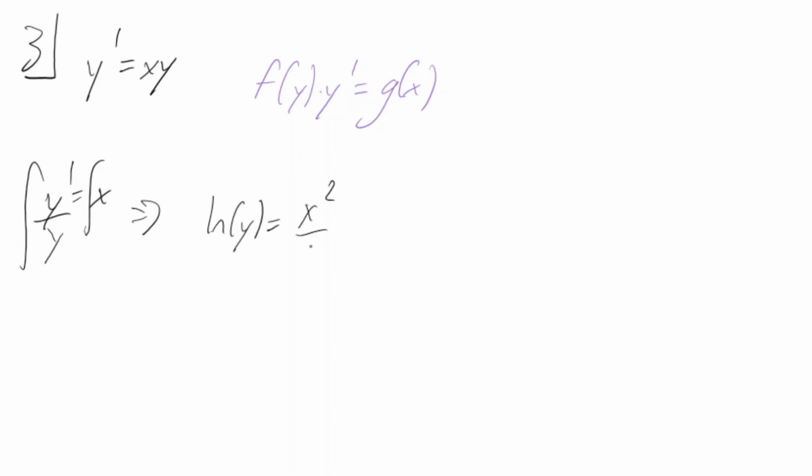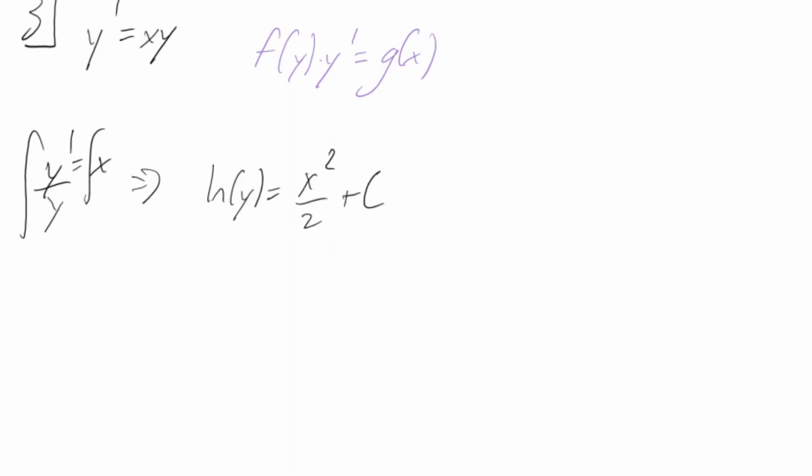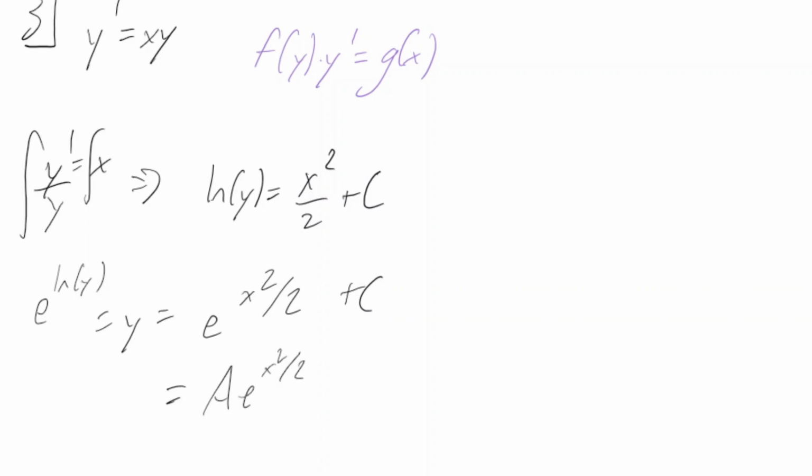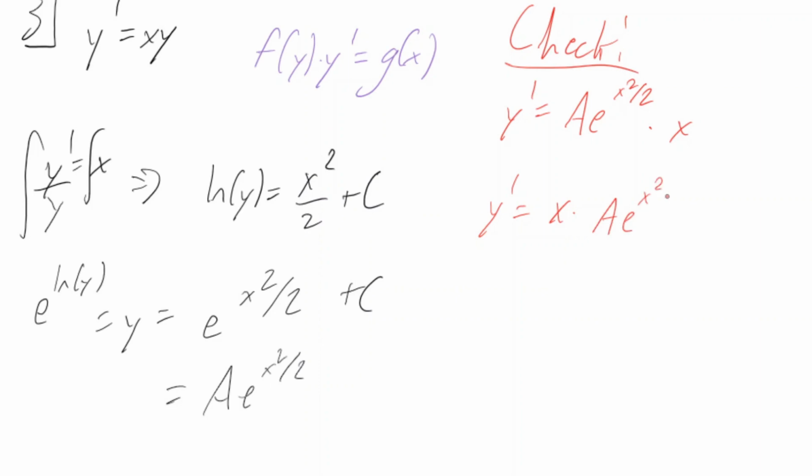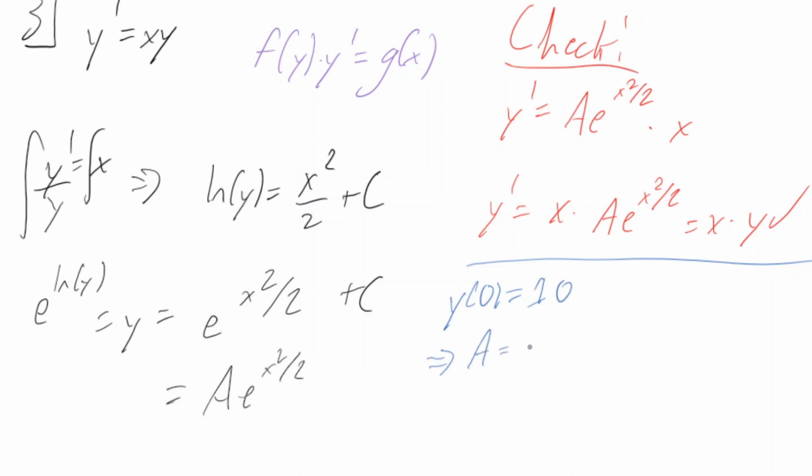So now we have ln of y equals x squared over 2 plus c, and then when we exponentiate, we get y equals e to the x squared over 2 plus c, and we could rewrite that as a e to the x squared over 2. And this is exactly what you would get if you did integrating factors. Again, if we check our work, take the derivative, we get that it's a e to the x squared over 2 times the derivative of that exponent, which is just x. And so y prime is just exactly equal to x times this term, which is y. And if you have initial conditions like y of 0 equals 10, then you just plug it in and you'll see immediately that you get a equals 10.